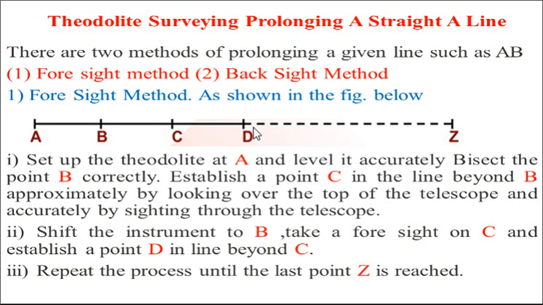So this method is called as foresight method, means from first point we are sighting B, then from B we are sighting C, from C we are sighting D, and in front of those points we are establishing the point, say here, then here, here, and the last point is Z. So in this way we can prolong the straight line as per the requirement.